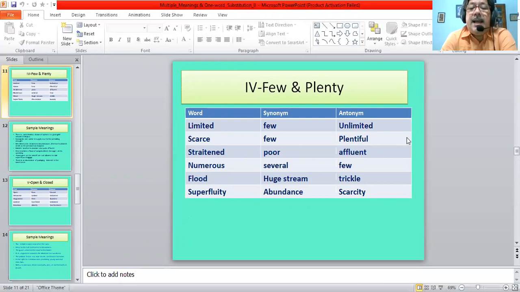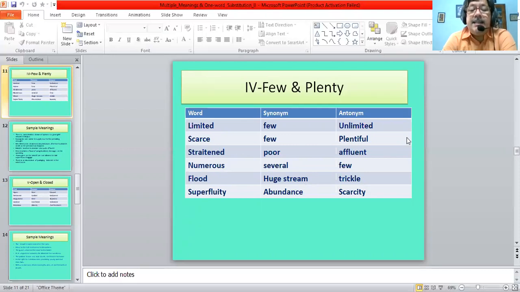Limited, for example, has got the synonym few and the antonym is unlimited. Scarce, again, has the synonym few and the antonym is plentiful. Straitened has the synonym poor and the antonym is affluent. Numerous has the synonym several and the antonym is few.